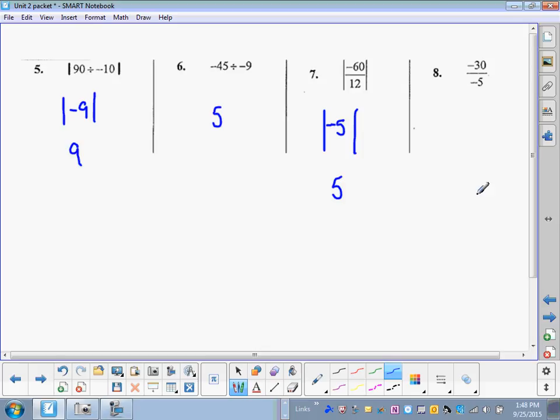And number 8, -30 divided by -5. 30 divided by 5 is 6. We have an even number of signs, so it's a positive 6.